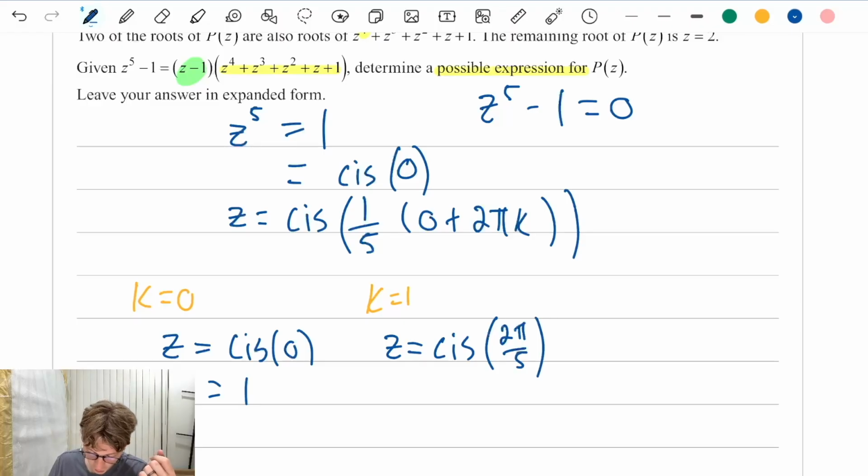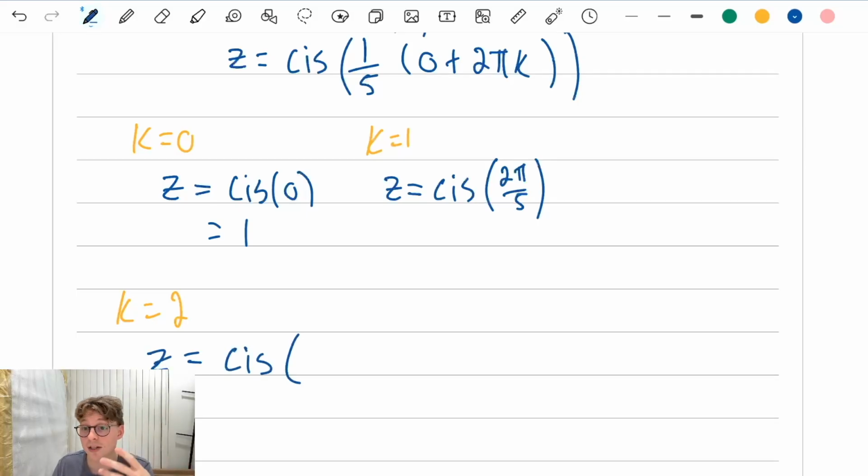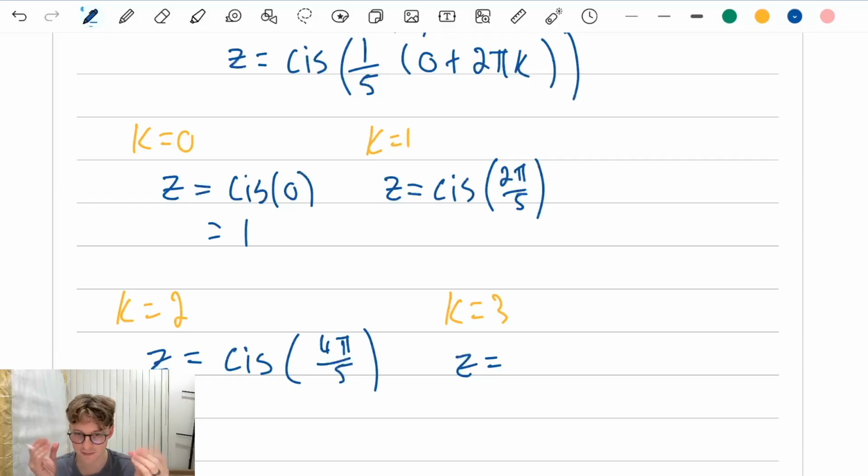I'm now going to do when k equals 2. I'm going to wind up with z is equal to cis of 4 pi on 5. Again, we want to keep everything in principal argument form, so that still looks really good. I'm now going to do when k equals 3. When k equals 3, I get z is equal to 6 pi on 5. Well, 6 pi on 5 is now falling outside of between negative pi to pi.